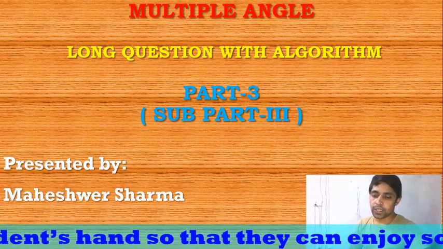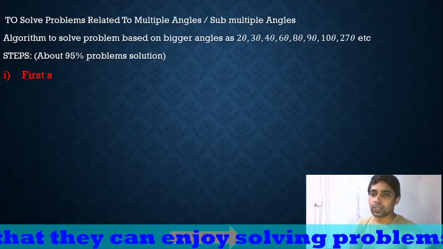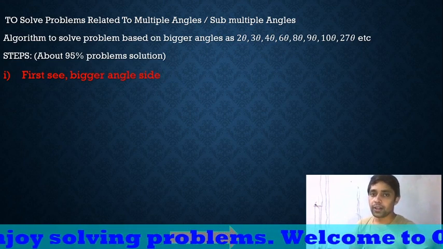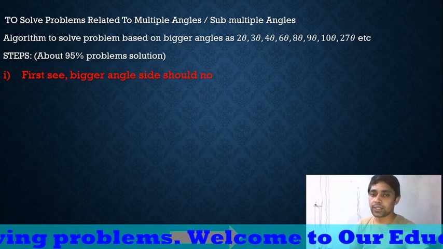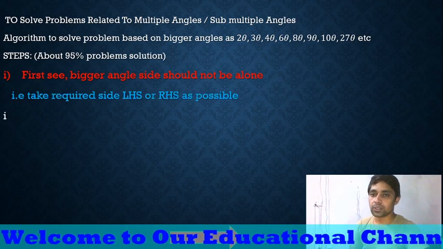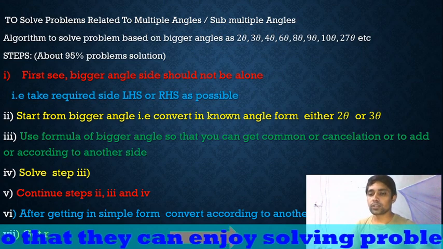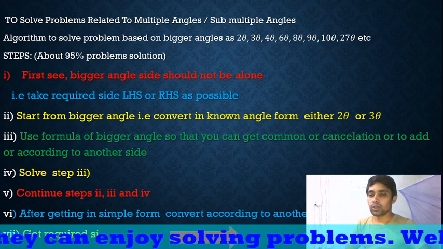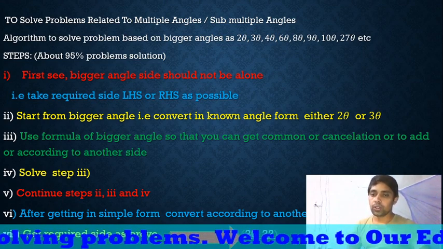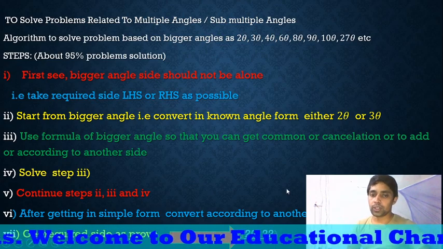Okay, so let's start with our algorithm. Here in this algorithm it is mentioned that as we are using the bigger angle, we have to take the LHS or RHS side, whichever we are taking, where there will be plus minus. It means that it should not be alone. Then after the second step it is mentioned. Now we'll move towards the problem. We'll see problems and solve them using this algorithm, as well as another hit and trial method. So we'll go through the problems now.